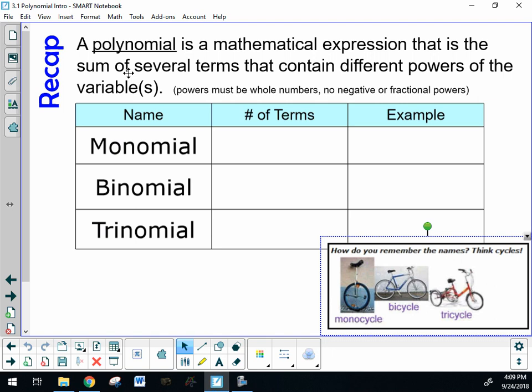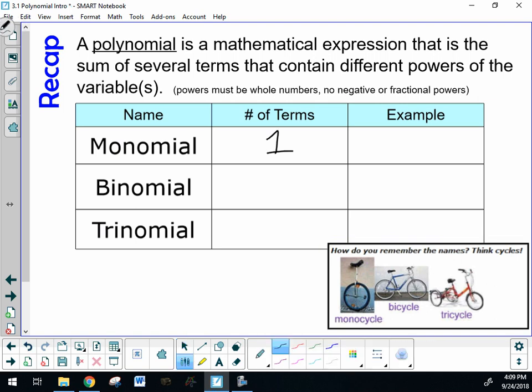So polynomials can be named by the number of terms in the polynomial. For example, if our polynomial is a monomial, that just means that it has only one term, and an example might be 7x to the third power. So it has a variable x, the power is 3, it's not a negative power or a fraction power, so that would be a monomial. It's a polynomial that has only one term.